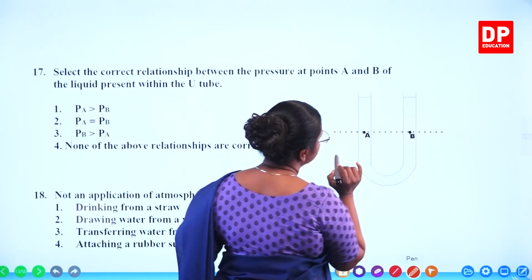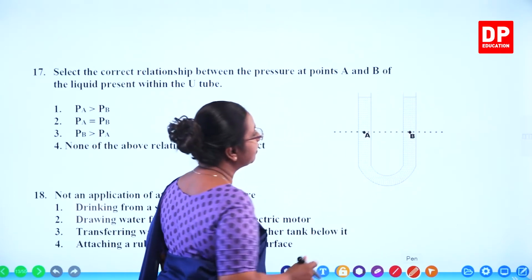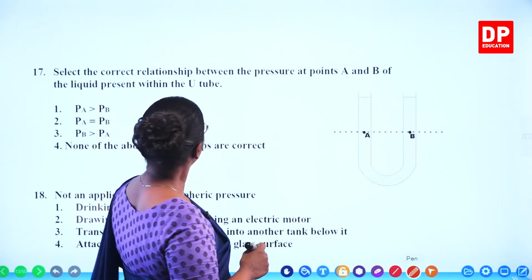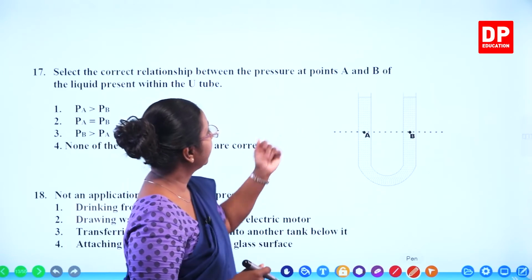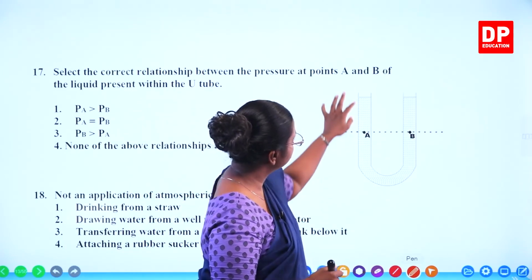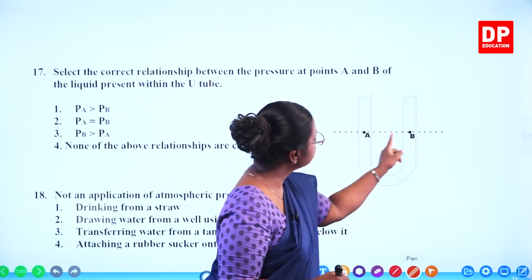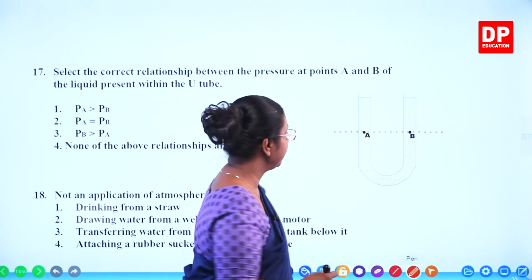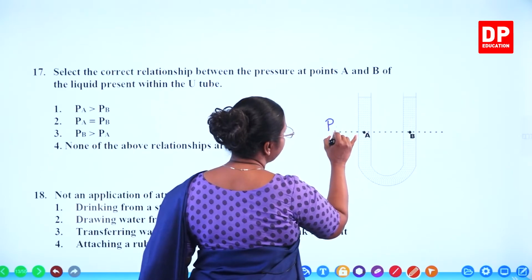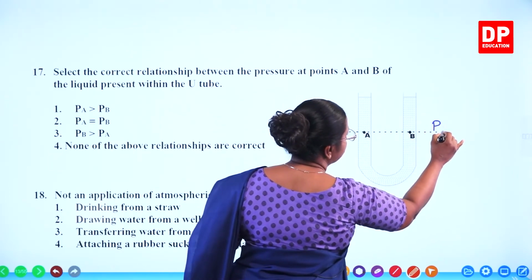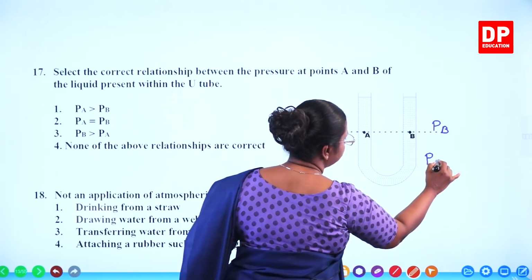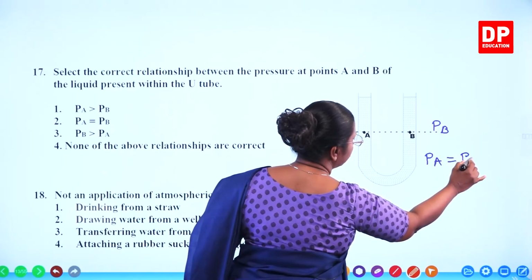So here this is the U-tube. It has an equal amount of water or any liquid inside it. So here you can see this height is equal to this height, and this is the same level, points A and B. So then of course pressure at point A should be equal to pressure at point B. PA should be equal to PB.